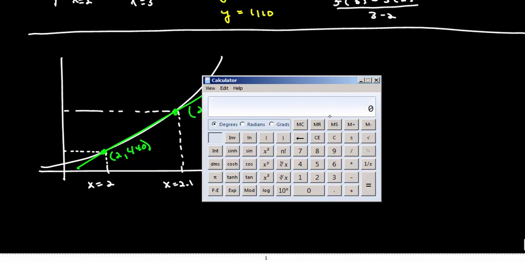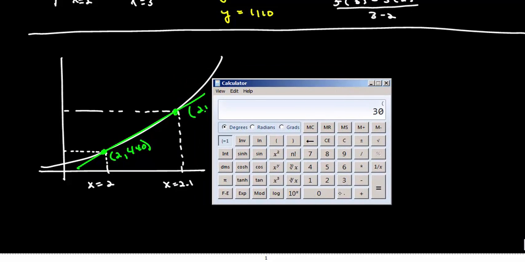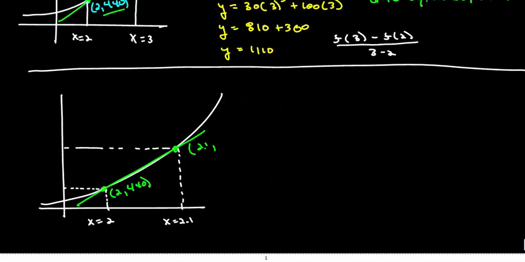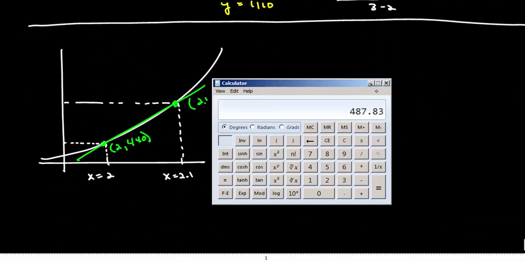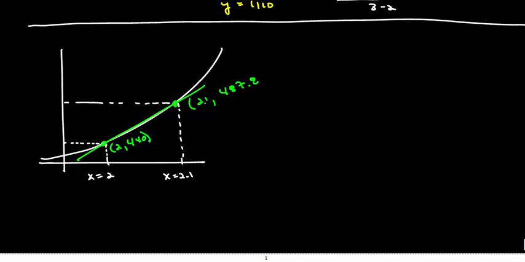We got to plug it into that equation, right? To that initial one. So that's 30 times the quantity of 2.1 raised to the third power. I'm going to have to multiply that by 30. And I'm going to add to that 2.1 times, I think it was 100. Okay, so I get 487.83. I just want to go up and make sure that that was my equation. Yeah. Okay, so 487.83.